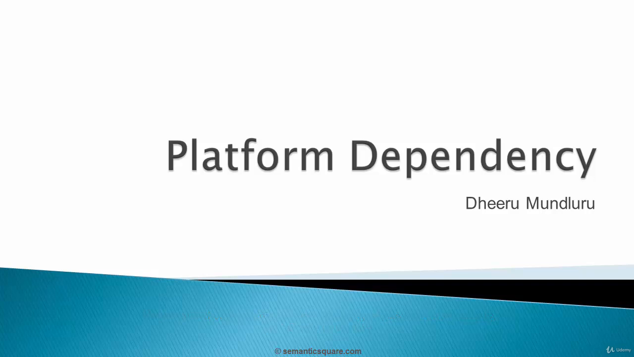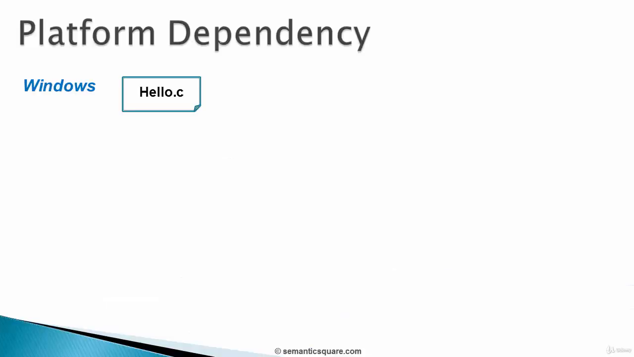Now that we have a basic understanding of what compilation is, let's look at what platform dependency is. We'll also do a short demo of platform dependency. Let's first consider a Windows machine and let's also assume we have written a C program called hello.